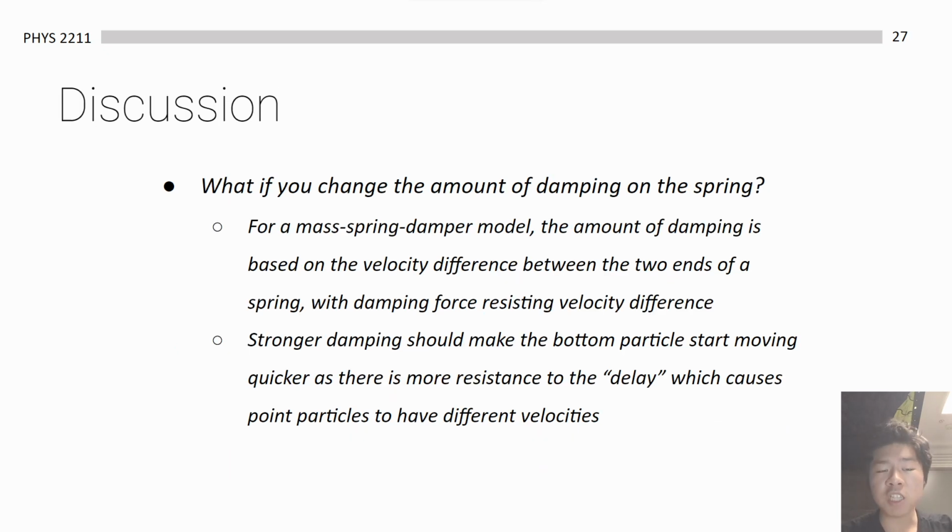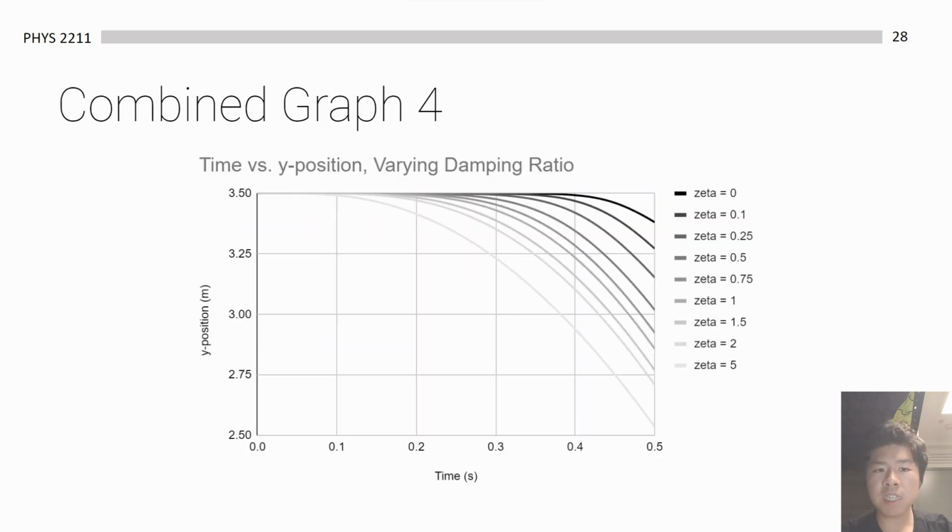For our discussion, the first question is, what if we change the amount of damping on the spring? Because the damping is based on the velocity difference between the two ends of a spring, with the damping force resisting this velocity difference, a stronger damping force would probably make the bottom particles start moving quicker, as there is more resistance to this delay, which causes the point particles to have different velocities. We can see using this graph that when the damping ratio is higher, or the particle experiences more damping, the bottom particle accelerates more quickly.